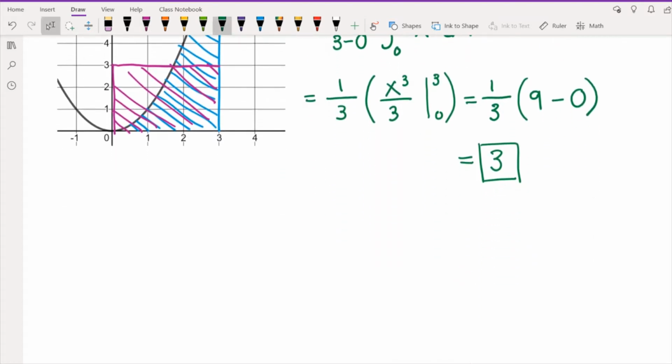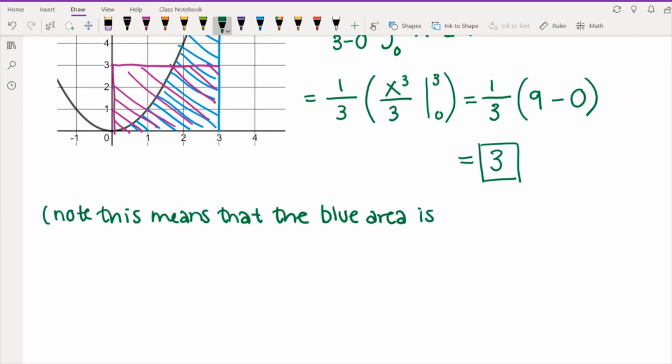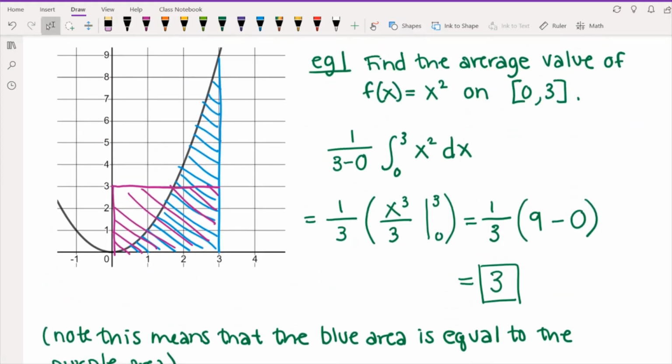So I'll write that down as a side note. Note, this means that the blue area is equal to the purple area. That's always the case, and that's something I'll ask you to do on the worksheet for today as well. When you find the average value, also draw that rectangle to give you a visual of, if that function was a constant function, what would it look like in order to achieve that same area?